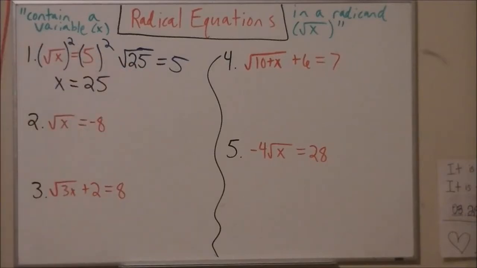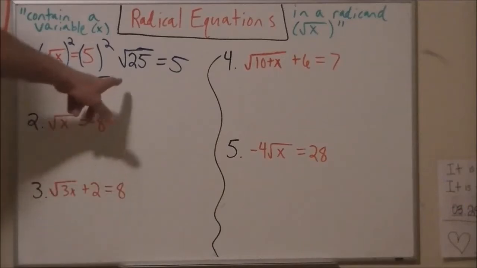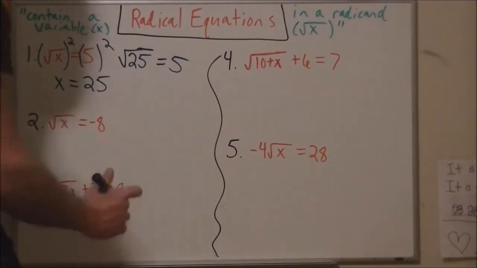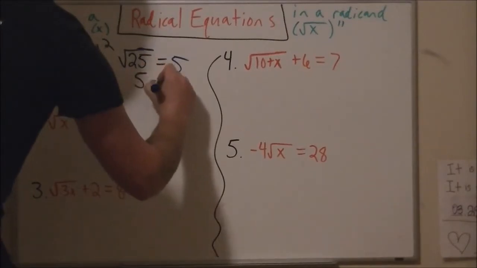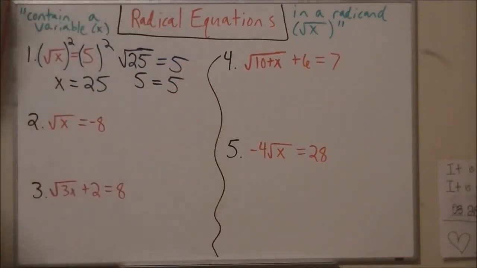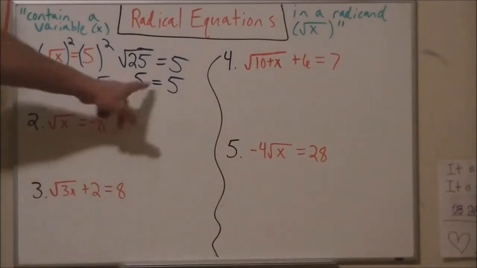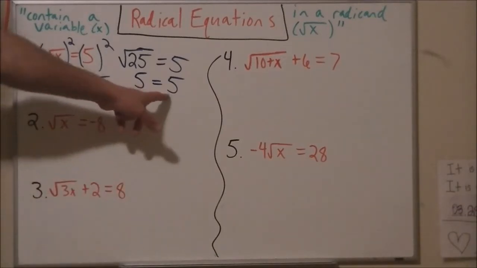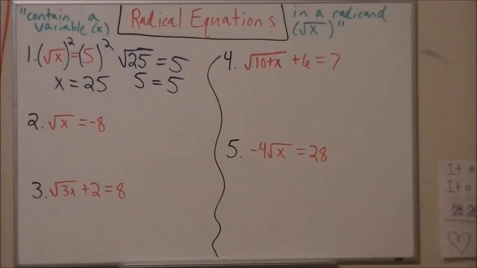Question: what is the square root of 25? In other words, what number times itself gets you back to the original number that you had under that square root? 5 times 5 is 25. Therefore, the square root of 25 is 5, and you still have 5 on the other side of the equal sign. Look, 5 equals 5. Is that a true statement? Then yes, you did the problem correctly, and that is the appropriate answer. X equals 25. And we just checked it, and since we came up with a true statement, we do know that it works.